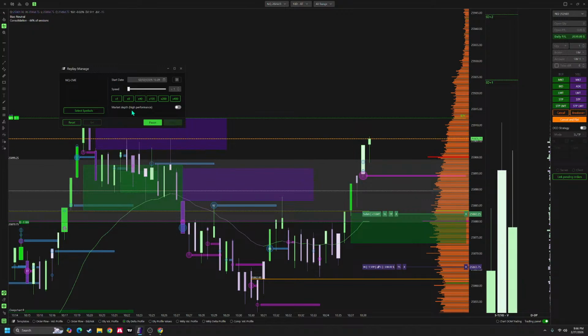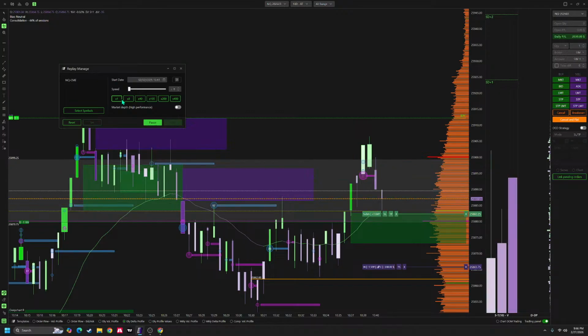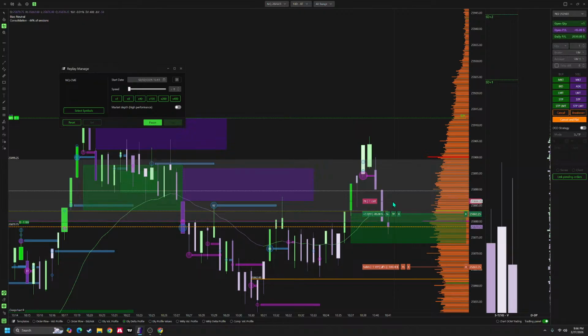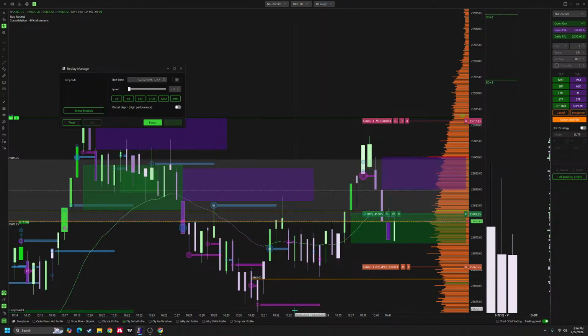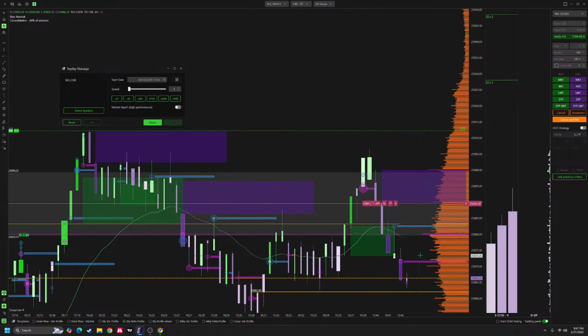Okay, we can speed it up again, back to 8x. So now we're at 10:38 New York time, February 1 on this particular. Okay, so we get hit. We can take profit back to the IB high. Or now that we see this zone printing, we need to take it here. But we get stopped out.